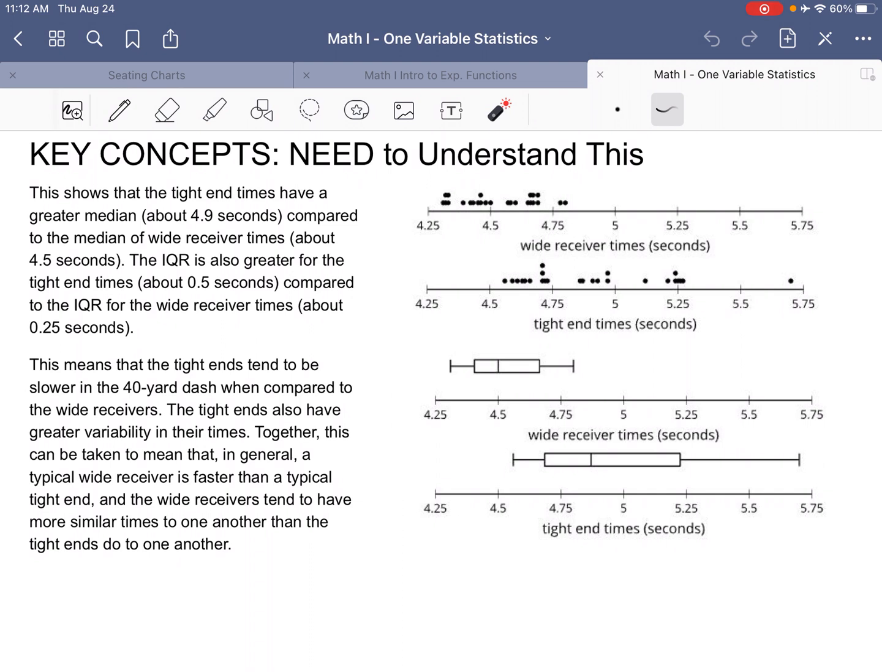Together, this can be taken to mean that, in general, a typical wide receiver is faster than a typical tight end, and the wide receivers tend to have more similar times to one another than the tight ends do to one another. The data for the wide receiver is closer together. It's going to have a smaller IQR than for the tight end. It's more spread out.